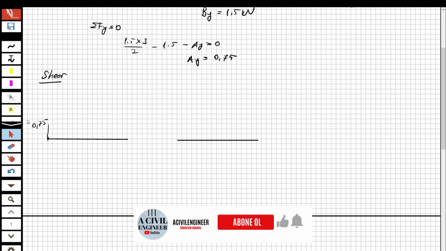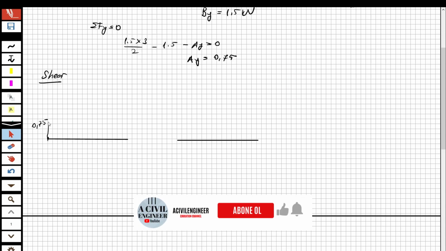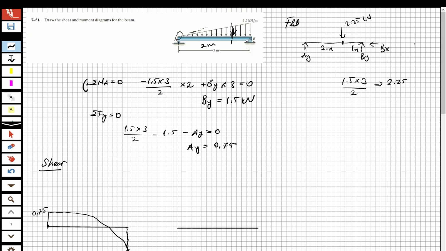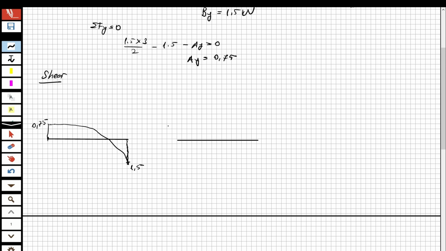Let's check here. For this one, it's going to act from that point, and it's going to have a slope change, but it's going to be really small, not too much. And this point, sorry, I'm not good at drawing, is going to be 1.5, because look here at B, I have 1.5 as the shear force. So this is point A, and this is point B.